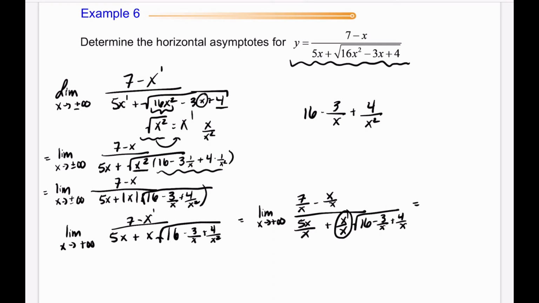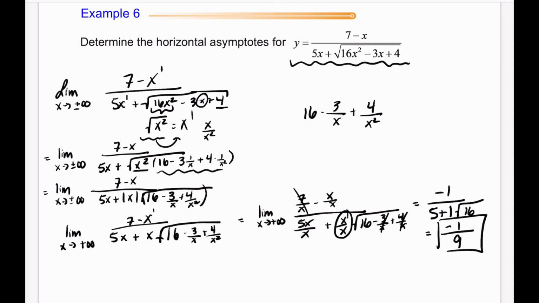So then my solution, this would go away because 7 over infinity is just 0. So I have negative x divided by x is 1. So I have a negative 1 on the top. On the bottom I have 5x divided by x, so just a 5, plus 1 root 16. This is 0. This is 0. So I can just simplify this once again. So I have negative 1 over 5 plus root 16. Root 16 is 4. So negative 1 over 9.